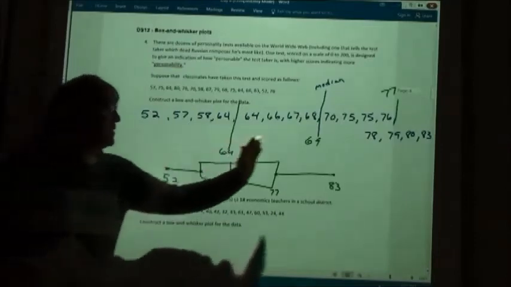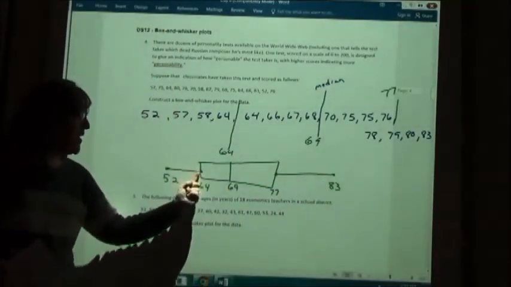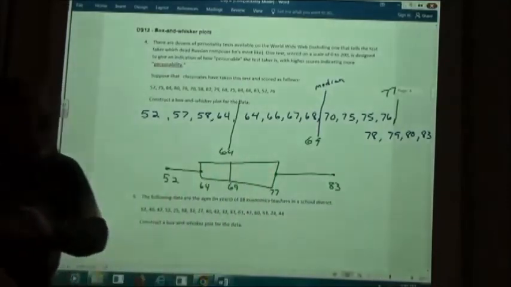So my 2 end points, and then my first quartile, my median, and my last quartile for my box.